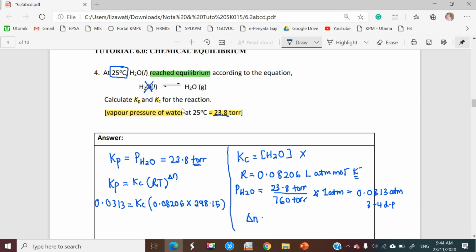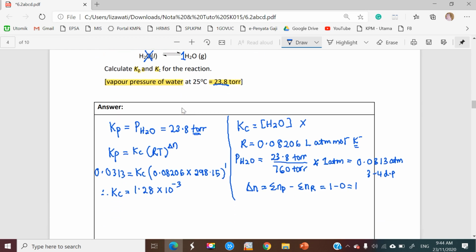Delta N, remember, is the sum of moles of product minus the sum of moles of reactant. We take a look: we have 1 mole at the product side. As for the reactant side, it is liquid, so we do not consider it. So 1 minus 0 equals 1, power of 1. When you calculate, suppose you get the Kc value equal to 1.28 times 10 to the power of negative 3.